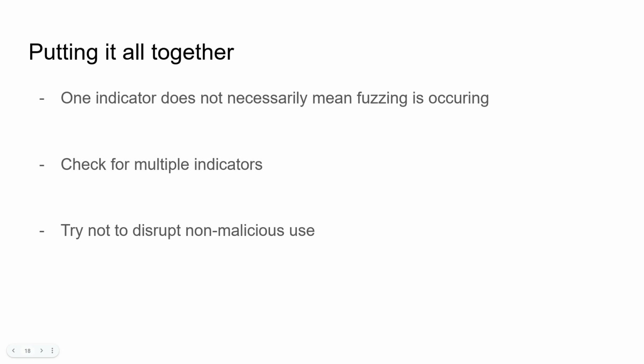So if we put it all together, one indicator does not necessarily mean fuzzing is occurring. There's legitimate reasons to use the same file over and over. If you keep misformatting it or something, and the file name remains the same, or you just change one or two numbers. So we want to try not to disrupt non-malicious use. So these things should be considered. And it's up to the programmer on what conditions work for their program to understand if fuzzing is occurring.